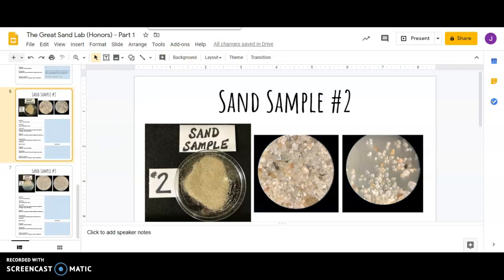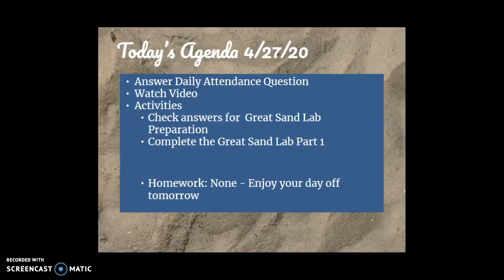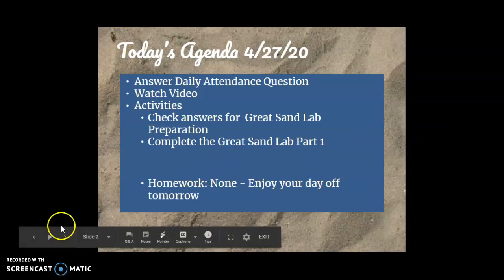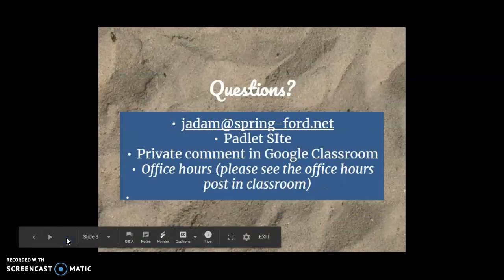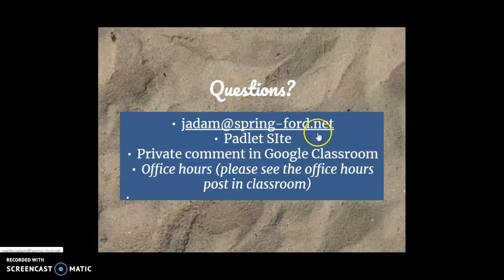Okay. The other thing that I wanted to mention to you guys today, something new that some of your teachers may have started last week, maybe not, it just depends on who you have. So if you guys have questions, you can do the regular format. You can go to email, the Padlet site, or private message me in Google Classroom, which seems to be most of your preferred method. But now office hours are starting.